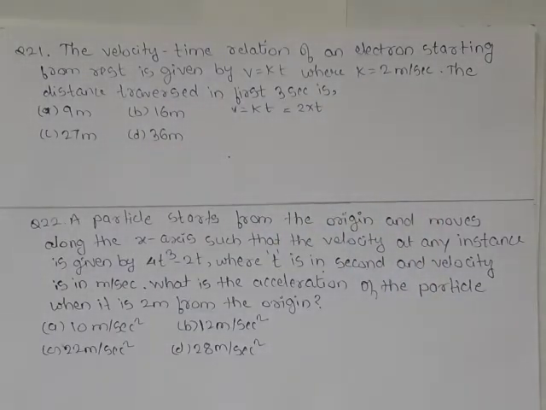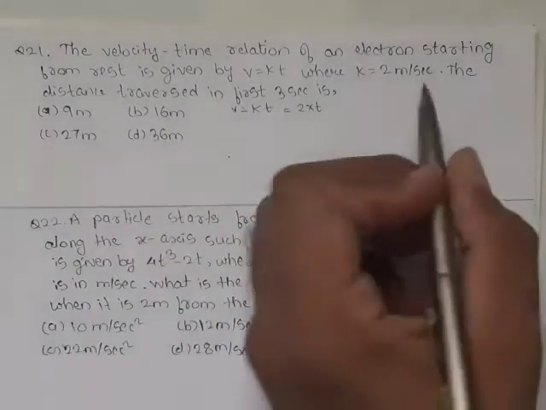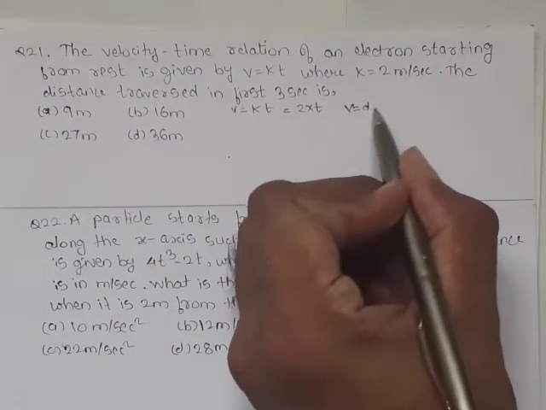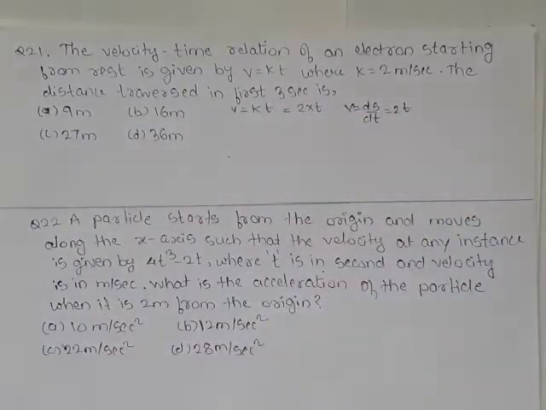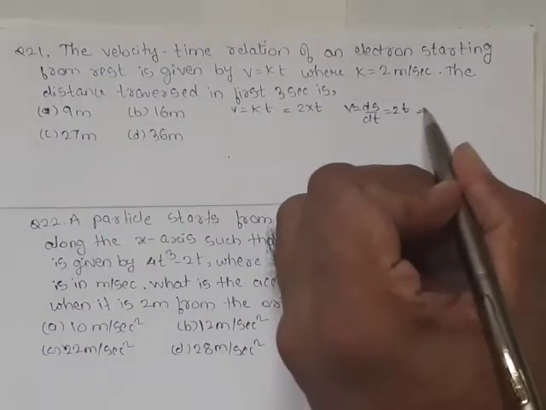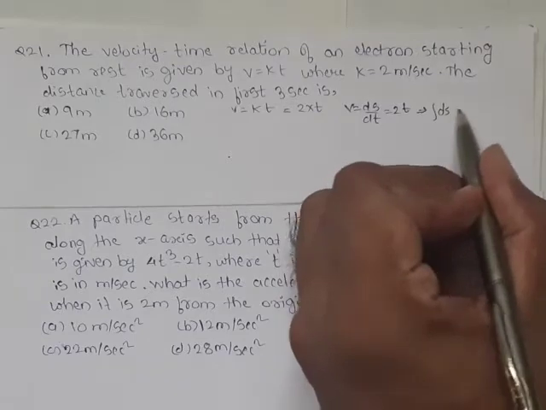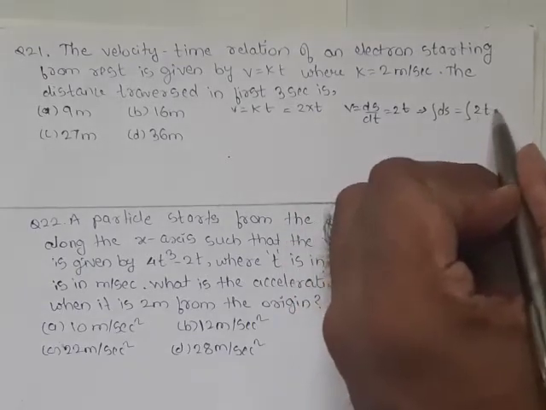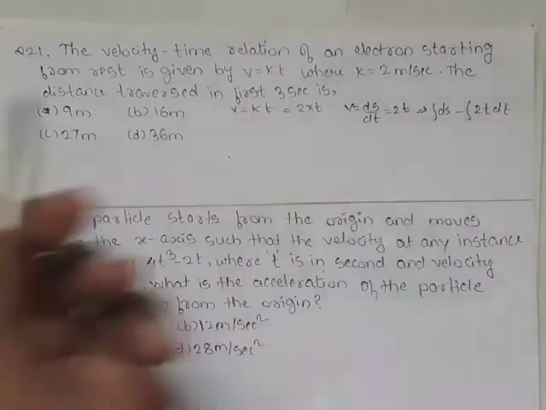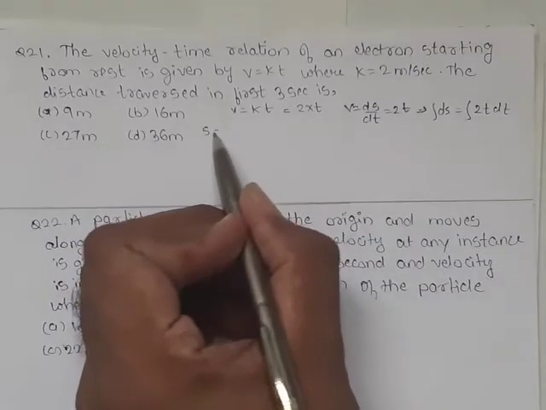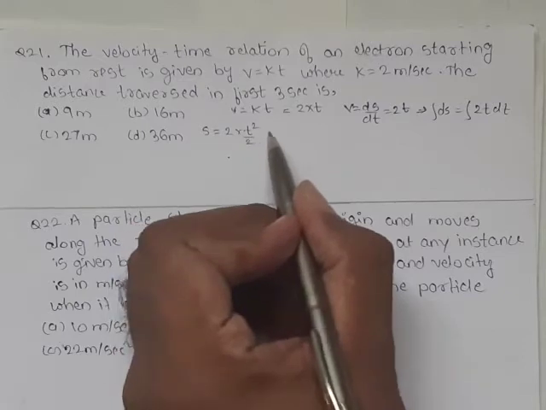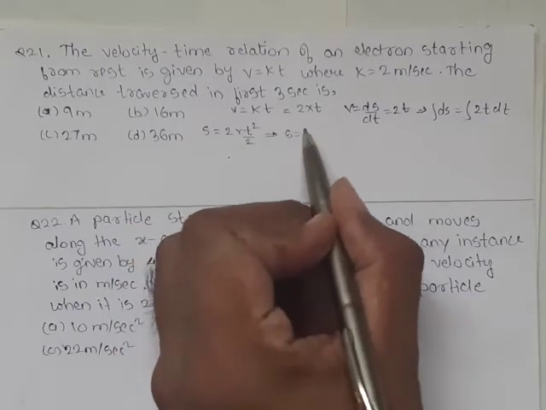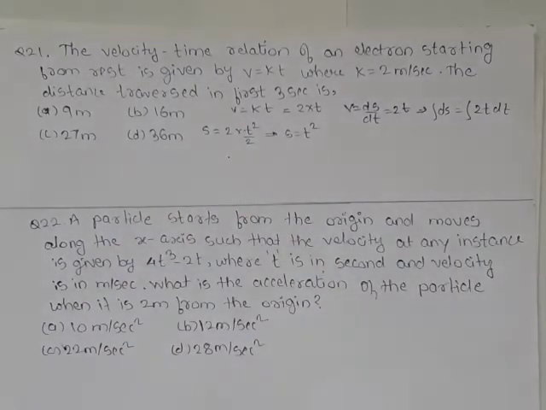2t. Now we already know that v is nothing but dx by dt. So v is ds by dt, which is equal to 2t. If we integrate this equation, it will become integration of ds equal to integration of 2t dt. Finally, integration of ds will be s is equal to 2 times the integration of t, which will be t square by 2, or we get s is equal to t square. So we got the equation s equal to t square.